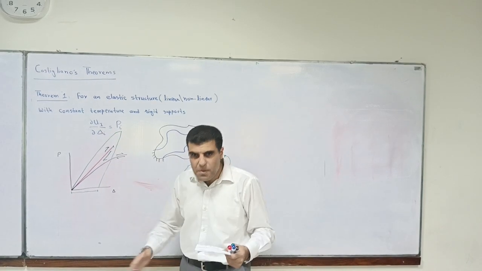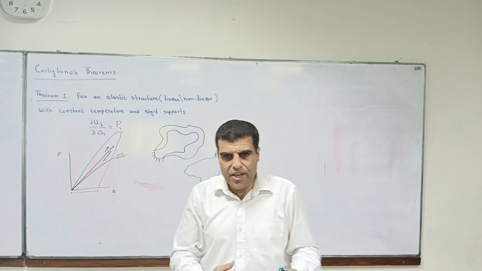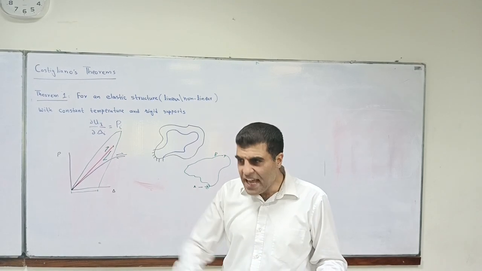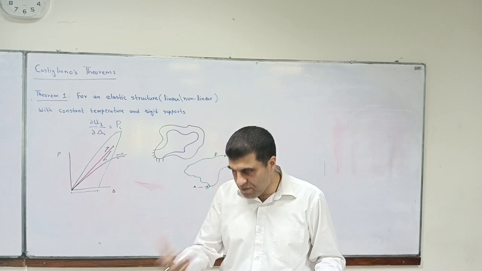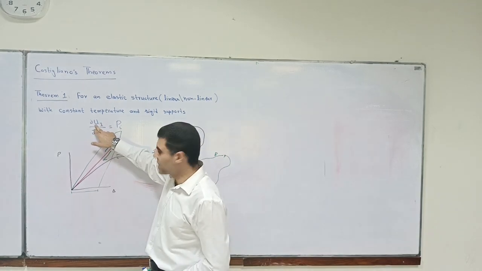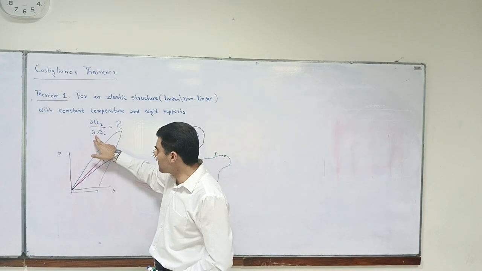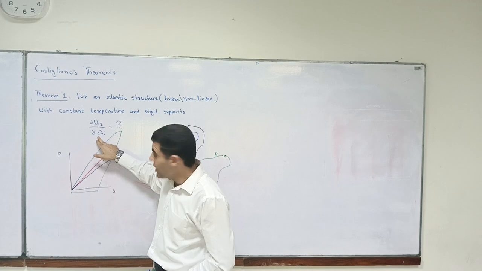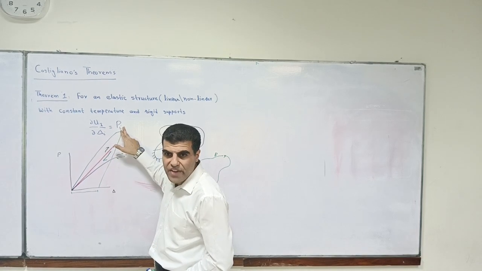In case of a beam, when you apply a load on it, you have moments in the beam. That moment is actually an internal force. So if you take a partial differentiation of the internal energy with respect to deflection at a particular point, you get the load which is applied at that point.